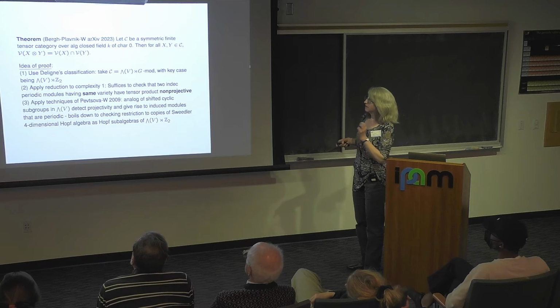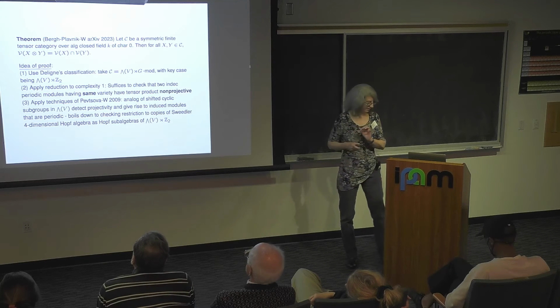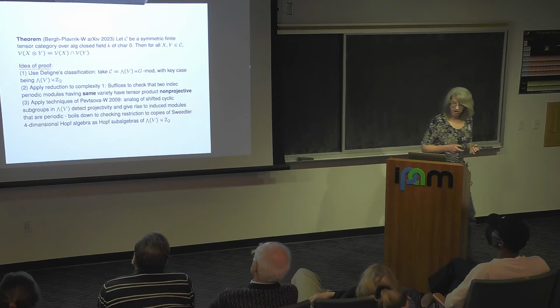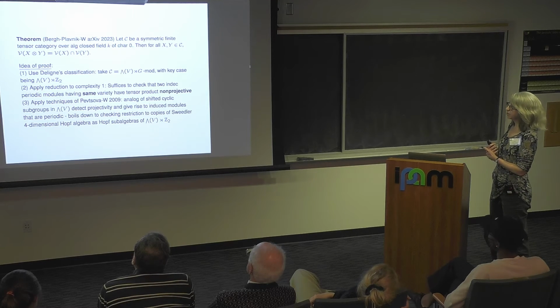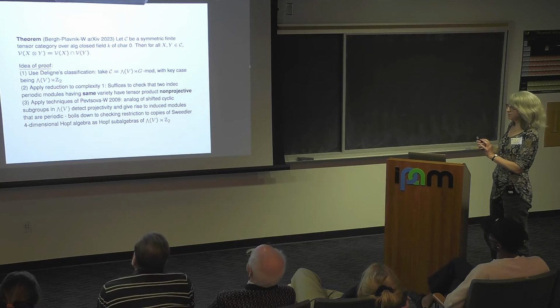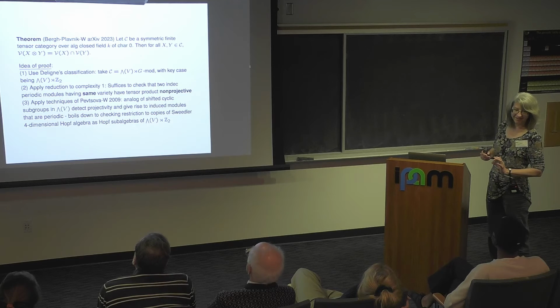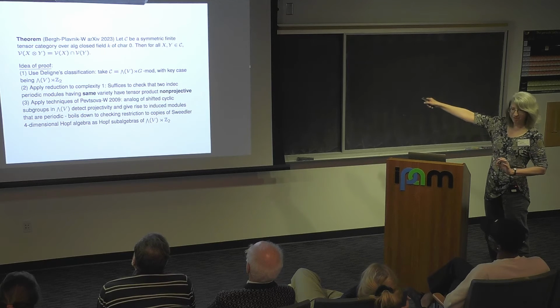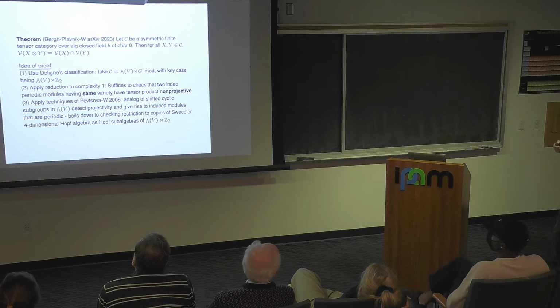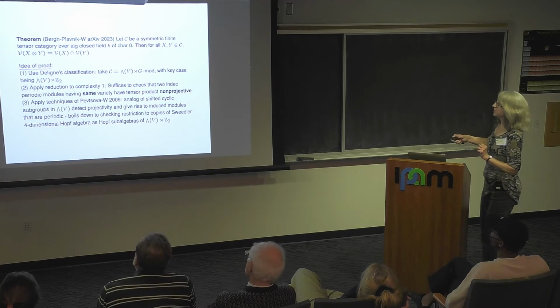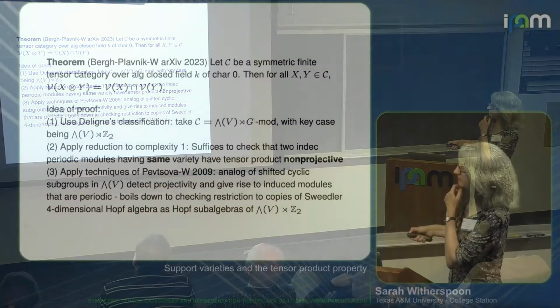Okay. So, using that, we showed that if C is a symmetric finite tensor category over an algebraically closed field of characteristic 0 again, then this tensor product property holds. And Chris is going to tell us later how to show that the module product property holds as a consequence of this. Right. Okay, great. So this is what we proved.